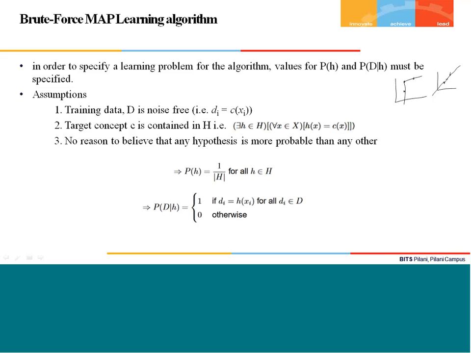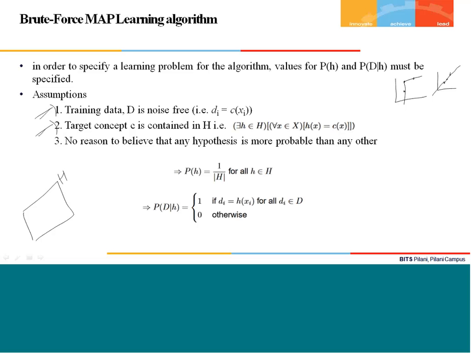So the training data is noise free. I don't have any noise in it. Target concept C is contained in H. As somebody asked in the previous slide, what if the function is not in that space? Here we have to assume that C, the function we are trying to learn, is actually available in the hypothesis space. So the first assumption is that data is noise free. The second assumption is that the function we are trying to learn is actually available in the hypothesis space.